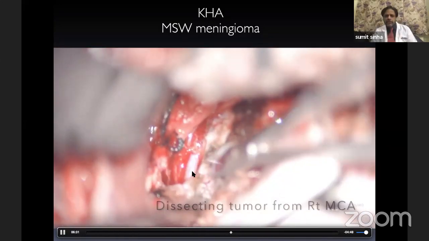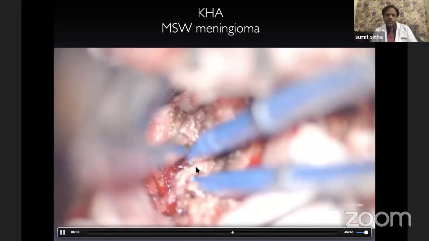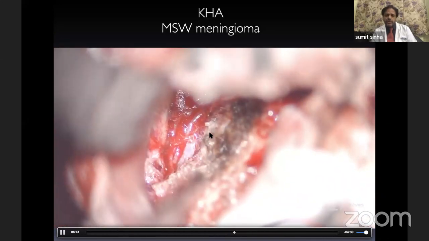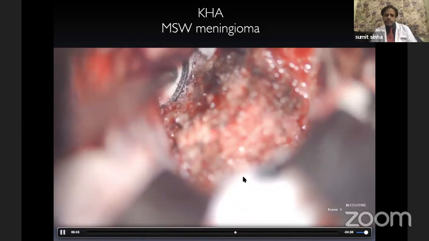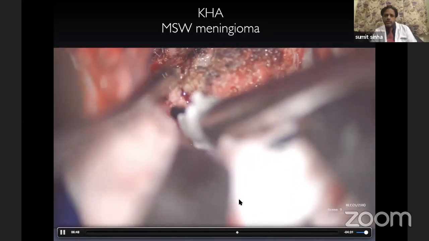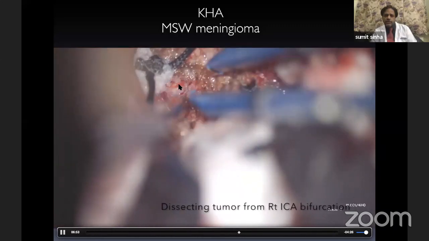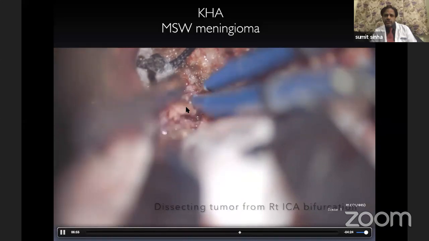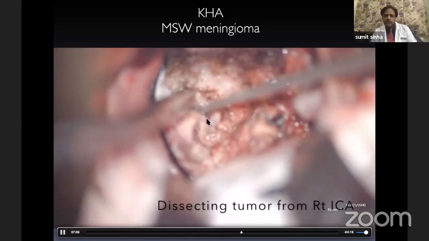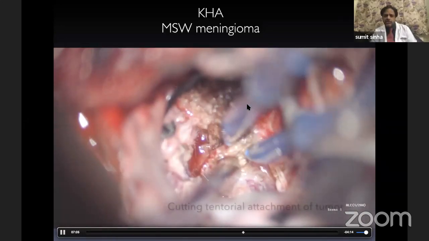This is the middle cerebral artery, and you see slowly sharp dissection is being done in order to remove the tumor from its attachment to the middle cerebral artery. And probing the carotid artery by means of a Doppler probe, this is the ICA bifurcation over here, and the tumor is being slowly dissected. The tumor capsule is being separated from the arachnoid over the ICA, and here, cutting the tentorial attachment of the tumor.